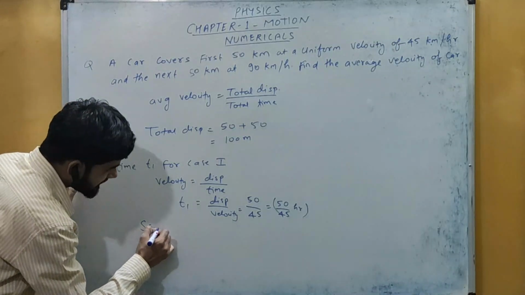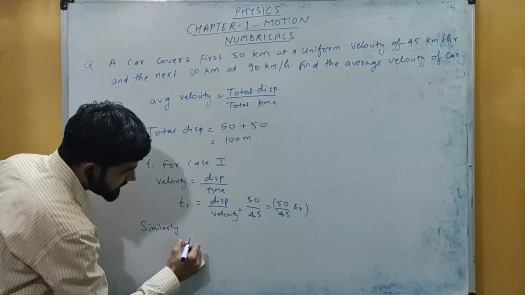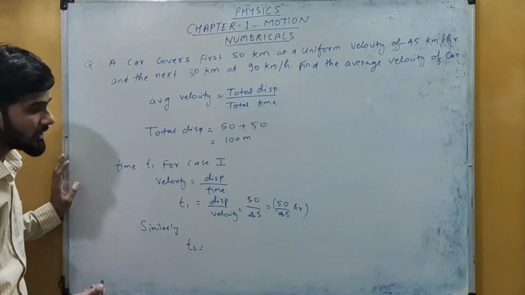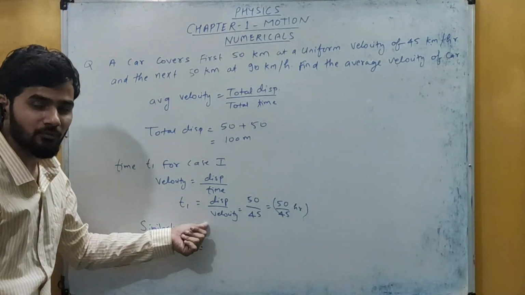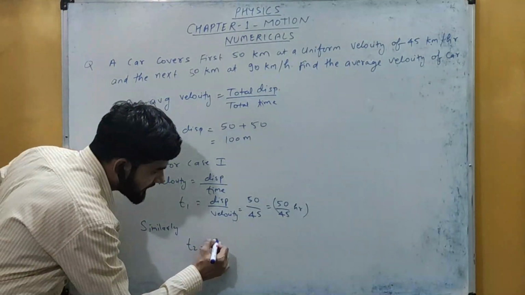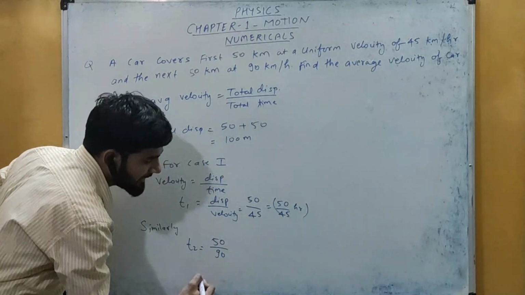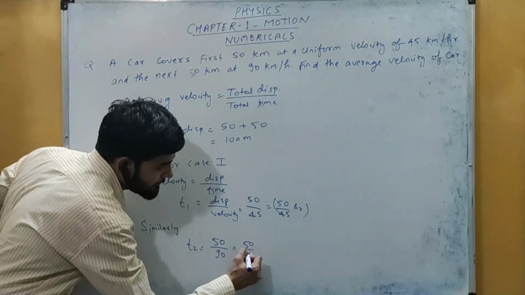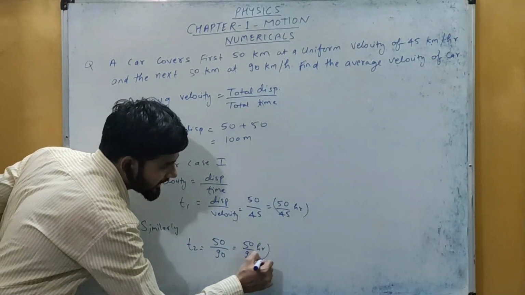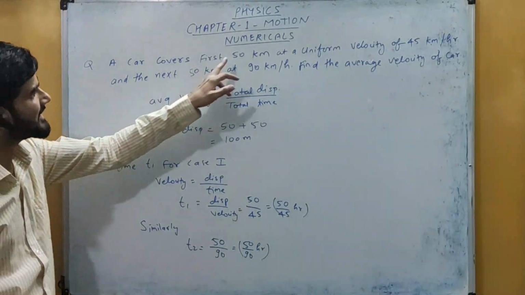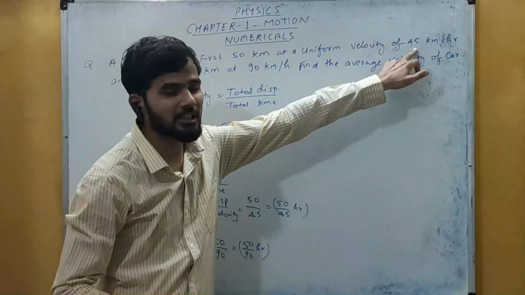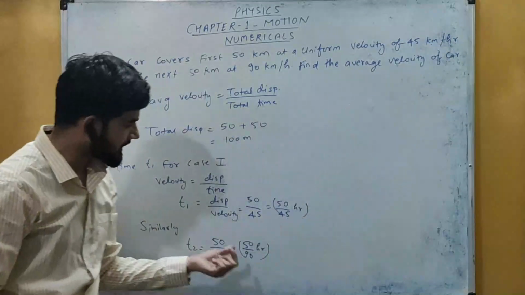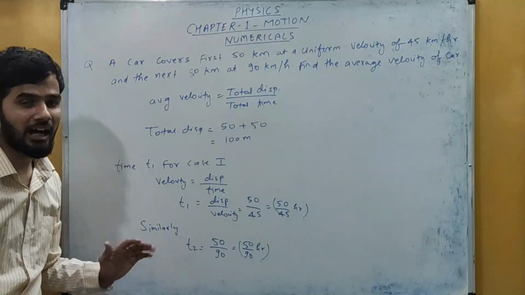Similarly, जो टाइम 2 है सेकंड केस में वो कितना हो जाएगा, अगेन दैट विल बी डिस्प्लेसमेंट ऑफ वेलोसिटी. डिस्प्लेसमेंट क्या है 50 और वेलोसिटी कितना है सेकंड केस में 90. तो ये कितना हो जाएगा 50 by 90 hours, क्योंकि यहाँ पर ये R में गिवन है. मीन्स it is 50 kilometer and the velocity is 45 kilometer per hour. So whatever the time we will get, that will be in the R only.